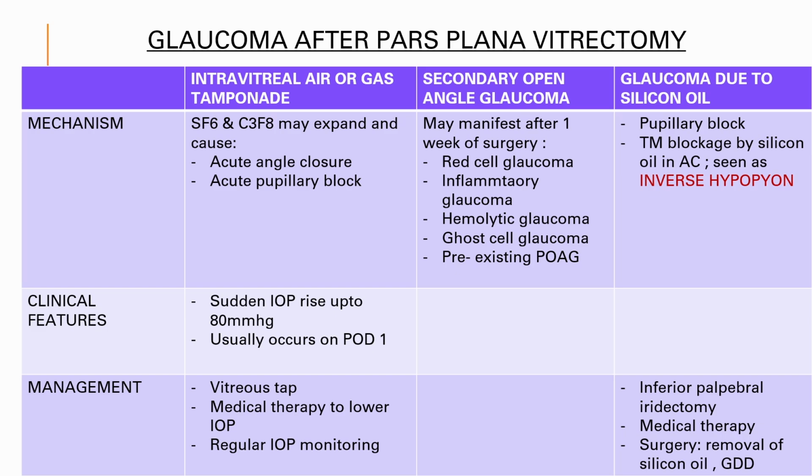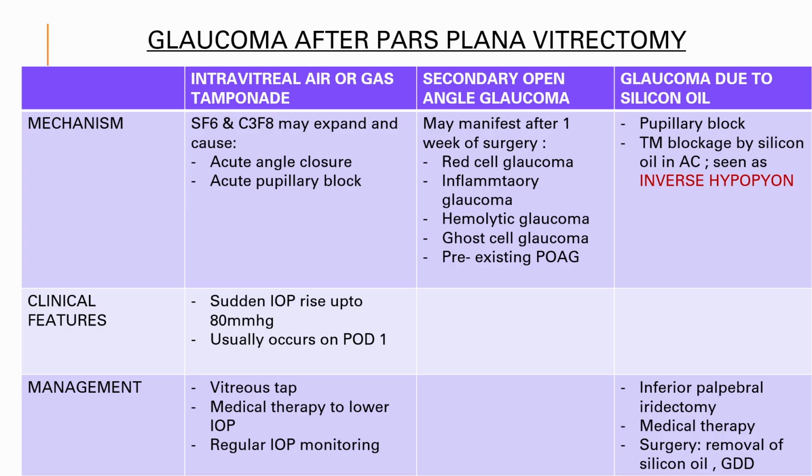So the mechanism of IOP rise in intravitreal air or gas tamponade, the gas that we have injected, which is SF6 and C3F8, they may expand and they may lead to angle closure glaucoma and pupillary block. Then the clinical feature will be sudden IOP rise up to 80 mm of Hg and it occurs on post-op day 1. Management is vitreous tap, medical therapy to lower the IOP and regular IOP monitoring on daily basis.